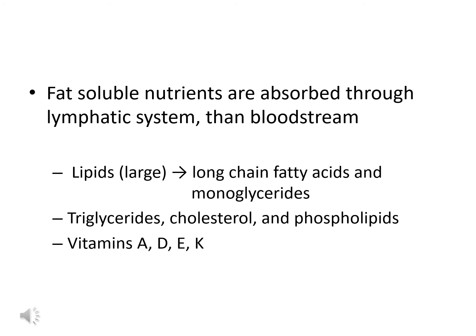Fat-soluble nutrients have to enter into another system before they can enter into the bloodstream, and this system is known as the lymphatic system. The nutrients which have to go through the lymphatic system first include large lipids or large fats, things like long-chain fatty acids as well as monoglycerides.